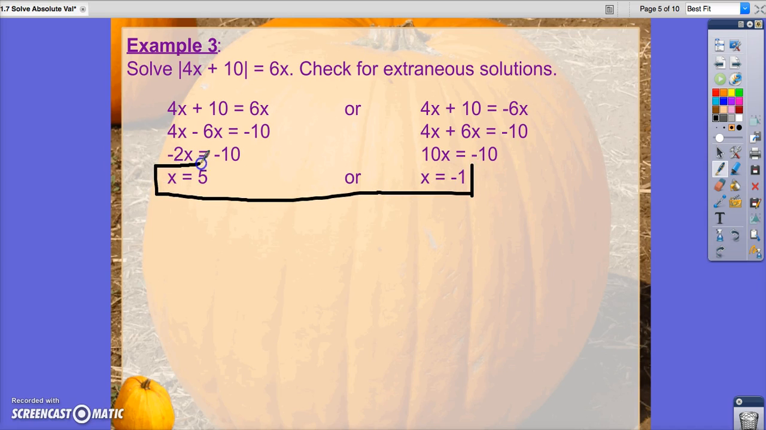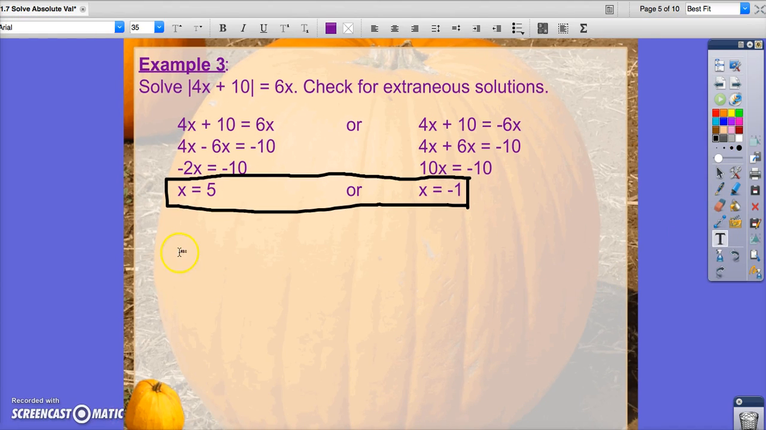Now, I've said before in examples 1 and 2, I still want you to check them. We're going to check them again here, and I'm going to show you the work of plugging them back in. All right. So I'm going to write check. Remember, we plug them into the original. So I'll start with 5. The absolute value of 4 times 5 plus 10 equals 6 times 5.